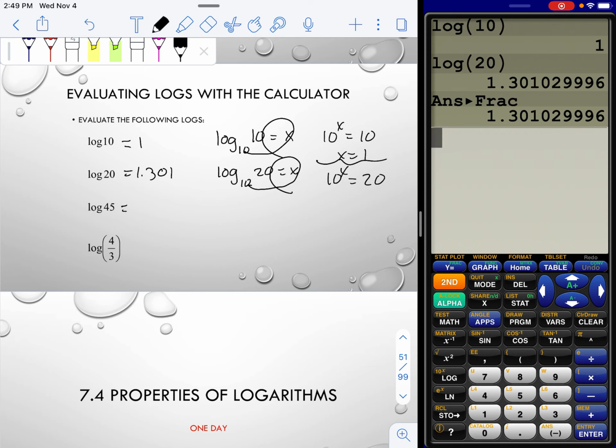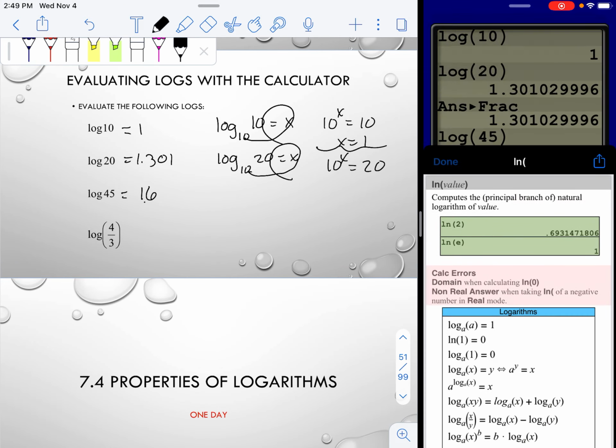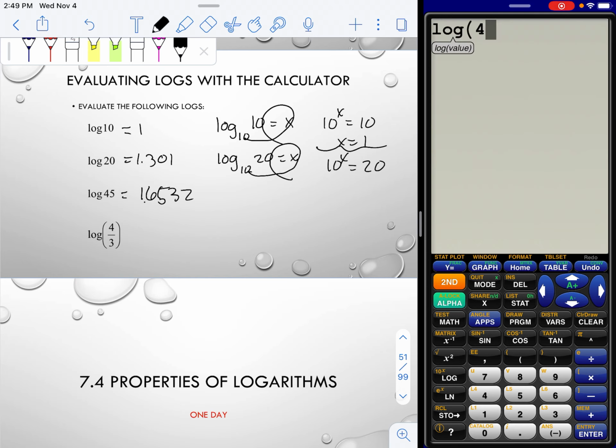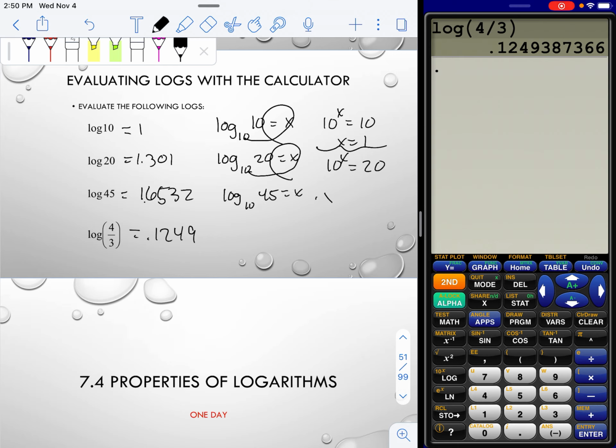Same with this next one, log of 45. Once again, 45 cannot be written with a base of 10. So 1.6532. And the last one, log of 4/3. 0.1249.